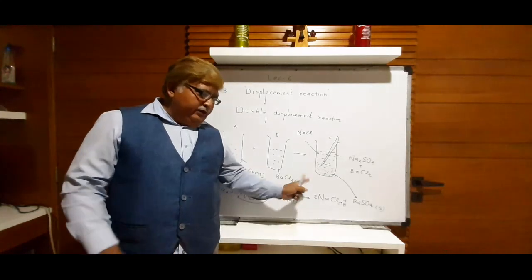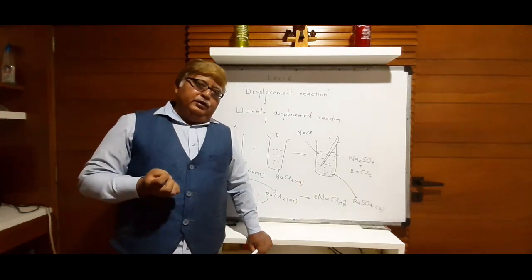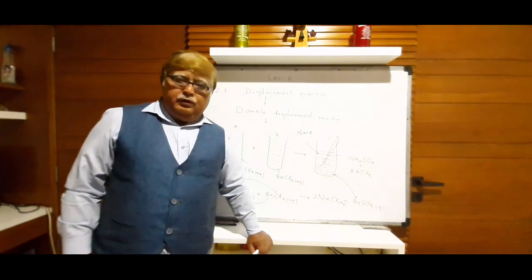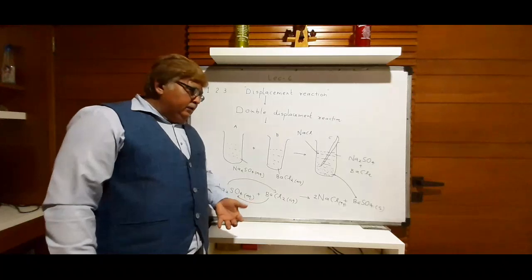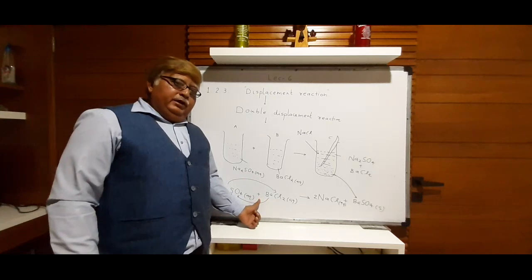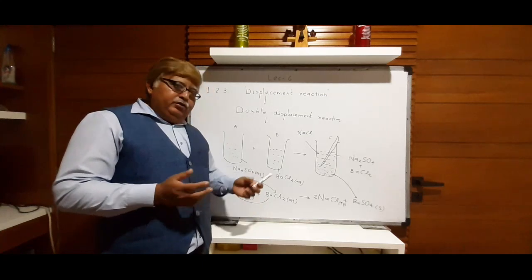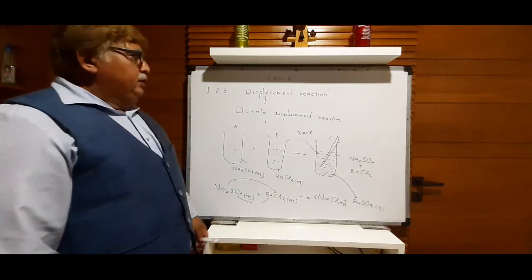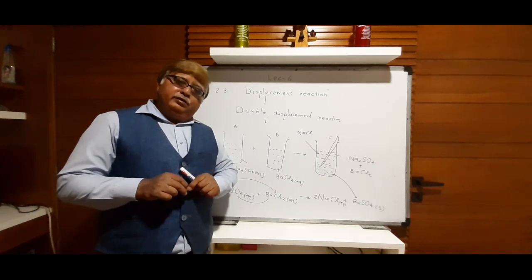Understood? As a result, two new compounds are formed. That's why we can call it double displacement reaction. Understood? So, is it clear? Double displacement reaction. Okay, my dear student, how will you define double displacement reaction? When solution of two compounds are mixed, exchange of ion takes place between them, and two new compounds get formed. This is known as double displacement reaction.